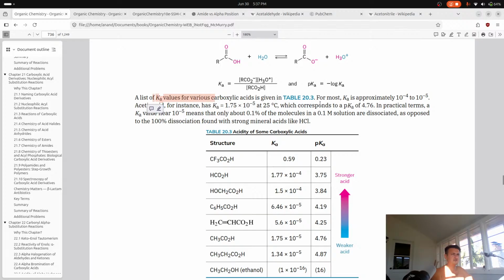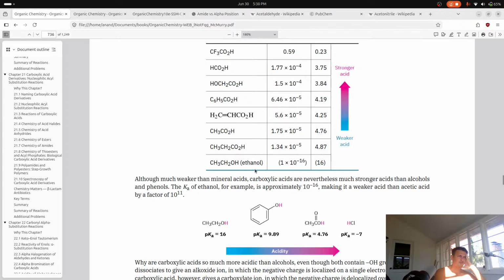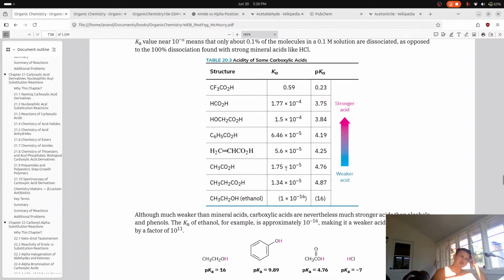A list of Ka values for carboxylic acids. So for most, the Ka is approximately 10 to the minus 4, 10 to the minus 5. Acetic acid has a pKa of about 4. So the thing to remember here is always that the lower the pKa, the stronger the acid. And that's just the nature of the minus log. So really high pKas are weak. Something like ethanol really doesn't dissociate, but something like trifluoroacetic acid is quite strong.